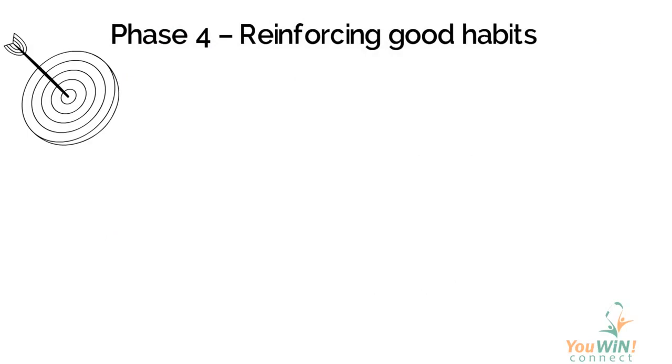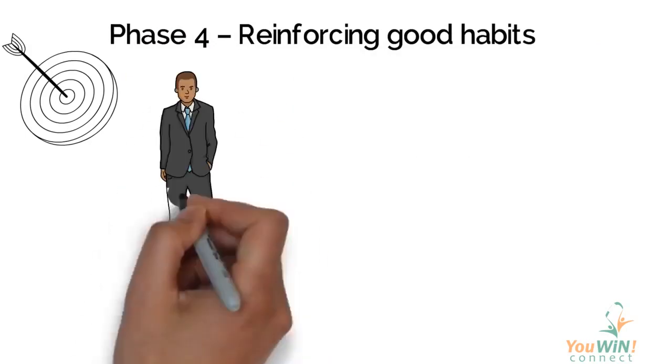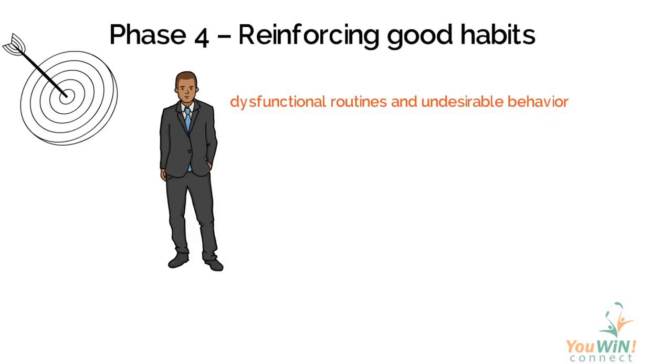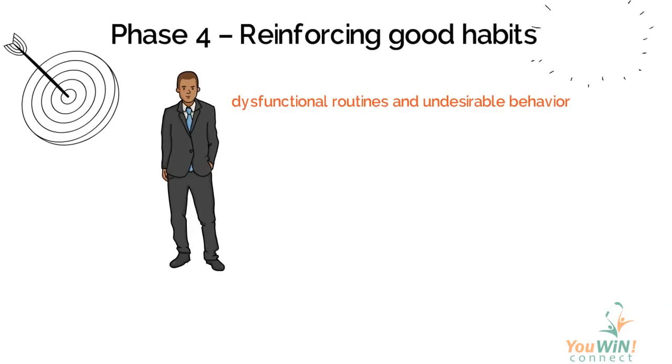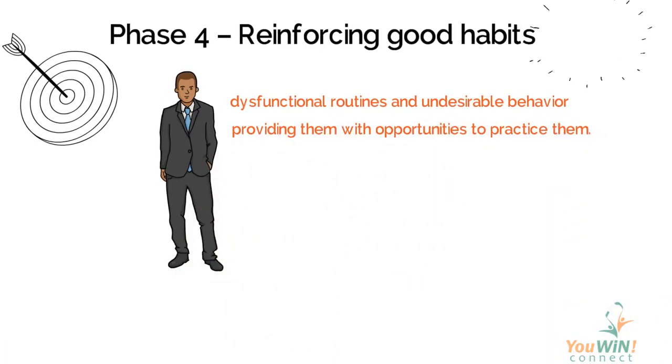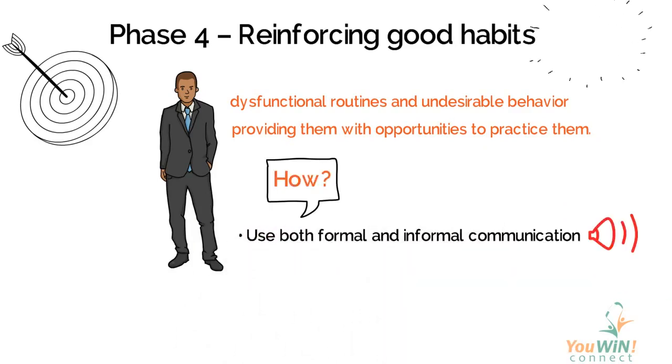The toughest challenge for leaders during change projects is to prevent staff from backsliding into dysfunctional routines and undesirable behavior. It is easy for people to revert to their old habits as they can be triggered automatically and unconsciously by familiar circumstances and stimuli. Hence, the leader needs to help them maintain new sets of behavior by providing them with opportunities to practice them. What should be done to reinforce good habits? Use both formal and informal communication.